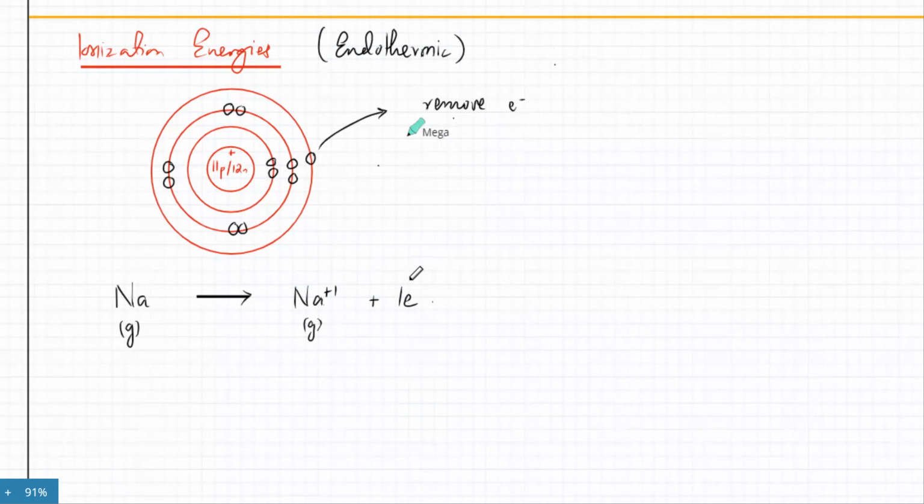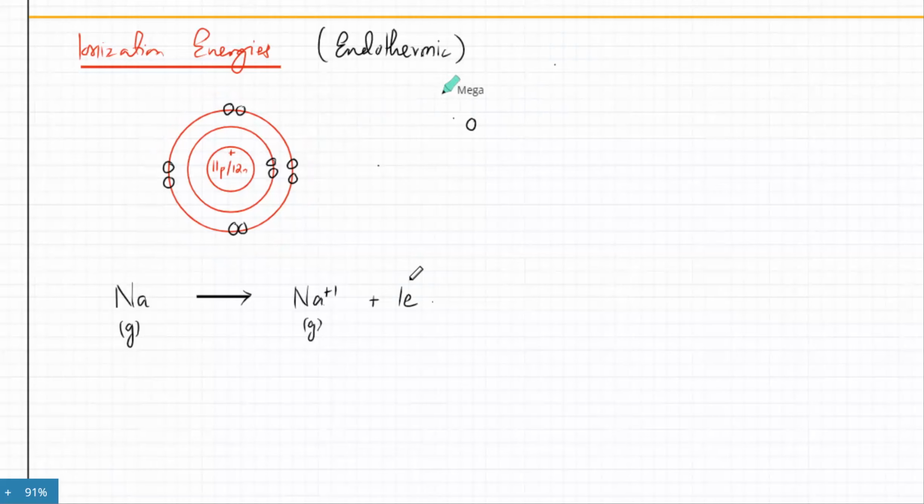So the first electron, I've removed it. Let's say this electron over here is gone. So the shell is gone as well because there's nothing there now. And the sodium is now in the form of an ion. It's got a +1 charge. That 1 electron is now removed.